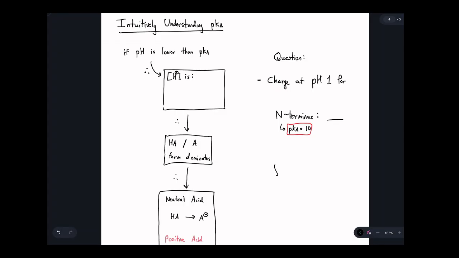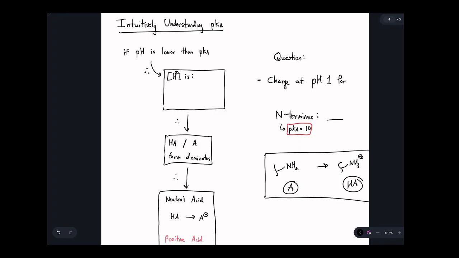For this question, let's quickly think about what the N-terminus is. The neutral N-terminus has the NH2, and the HA form is NH3. So we have the HA form and the A form. We want to know these going in. If we don't know this, it's going to be a pretty challenging question. We'll get confused pretty easily. Now, the charge is at pH 1, so we know that the pKa is bigger than the pH.